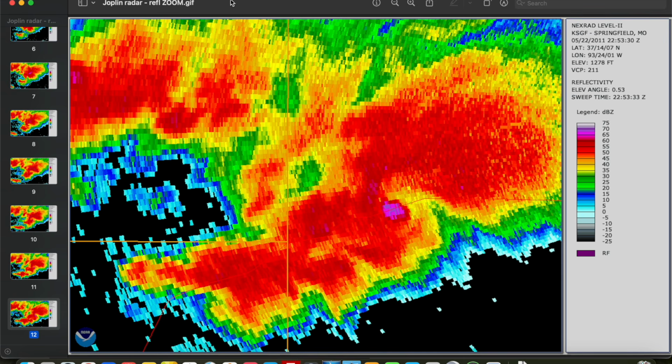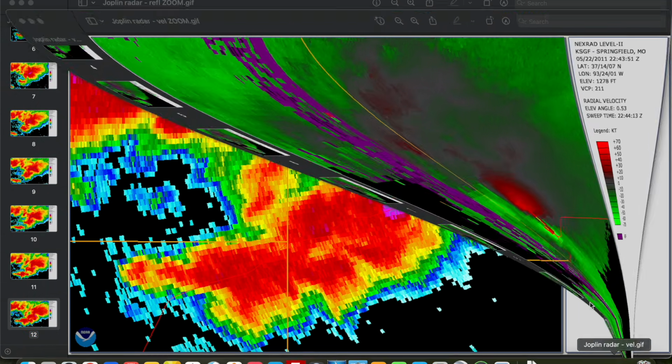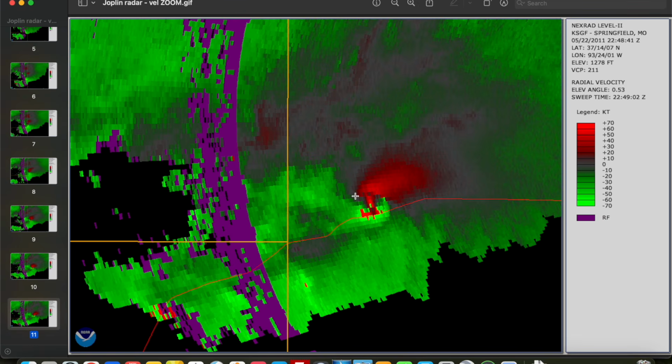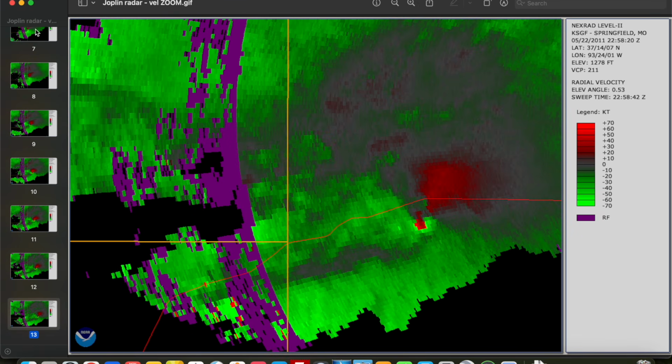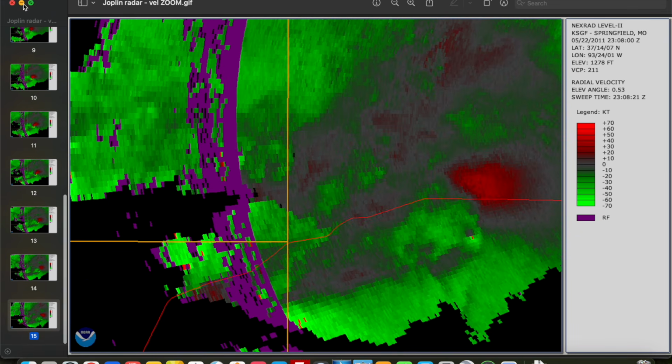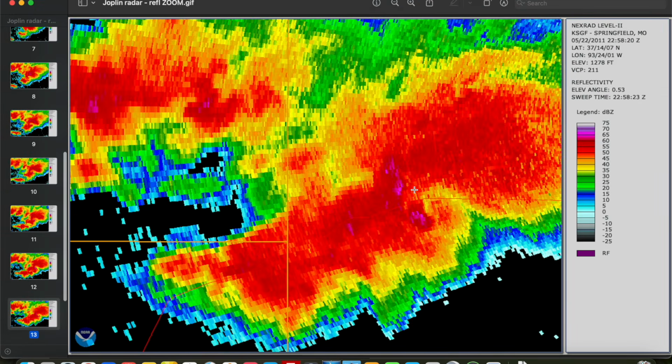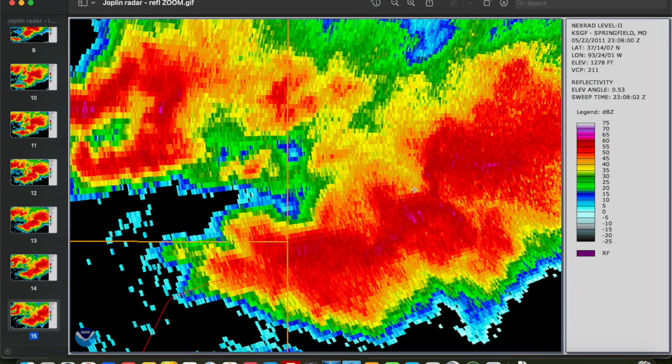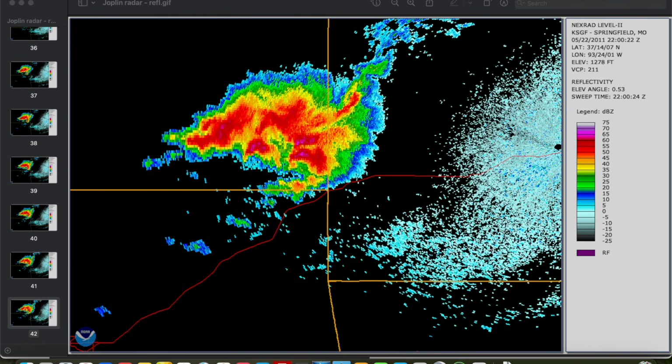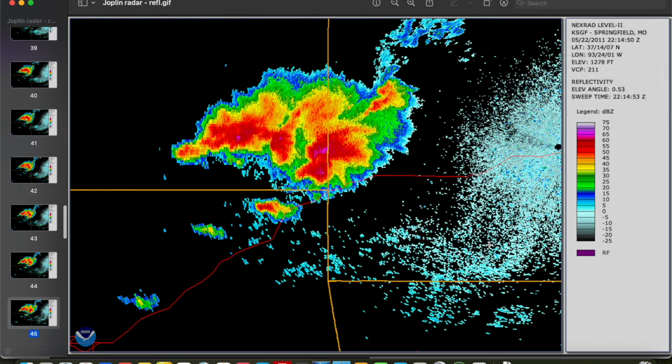I remember at the time looking at this radar imagery as this was ongoing and just seeing this debris ball there and just a super intense couplet going through the heart of Joplin. And it was kind of a heart-wrenching moment there. The tornado moves off toward the southeast and dissipates with time and just clusters out. Very large cluster of storms there. We'll zoom back out, give you a zoomed out view.